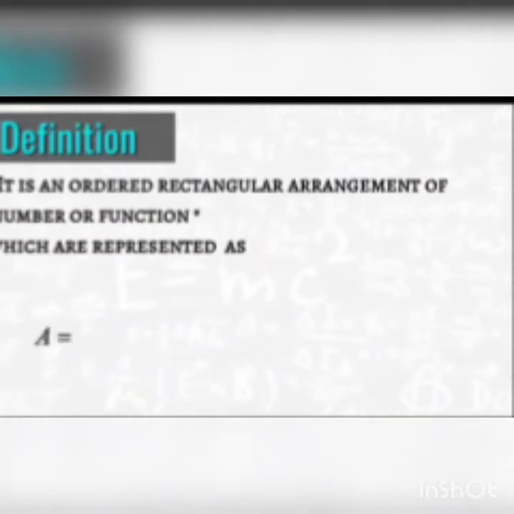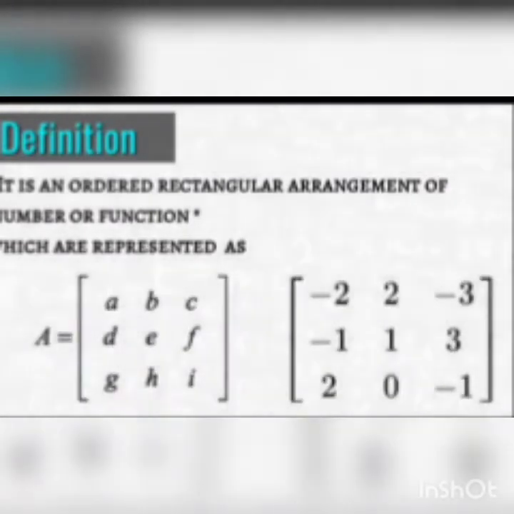So we will be starting from its definition. A matrix is an ordered rectangular arrangement of numbers or functions. It is represented as A is equal to this.